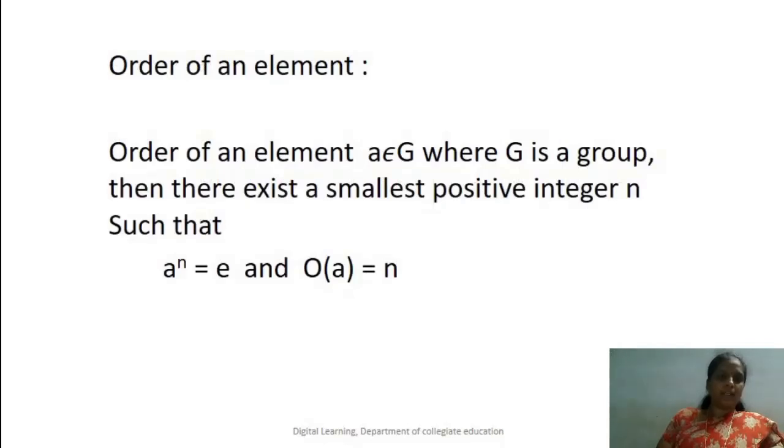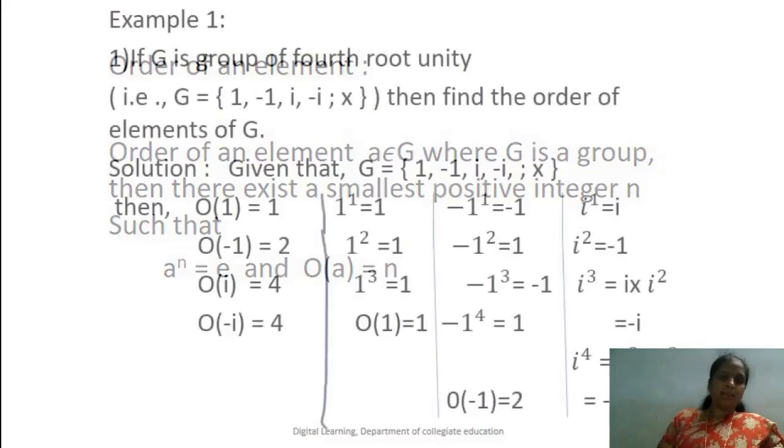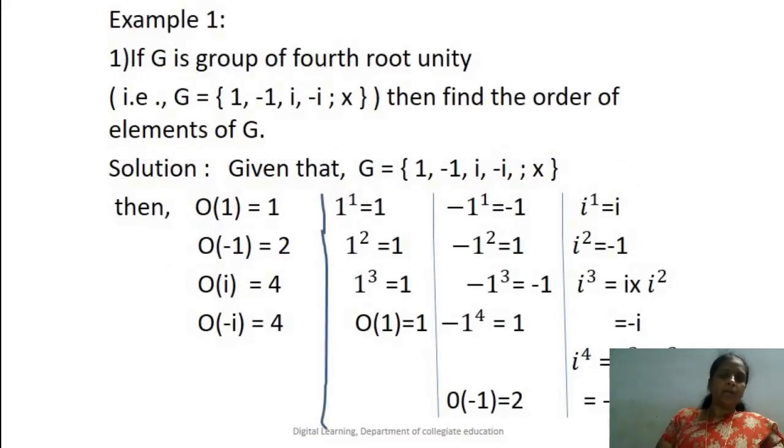Next is the order of an element. The order of an element A belonging to G, where G is a group: there exists a smallest positive integer n such that A power n equals E, and the order of A equals n. So by taking an example, let us go for the definition of the order of the element. If G is the group of fourth roots of unity, again the same example I am going to take, I'll show how the order of the element acts here.